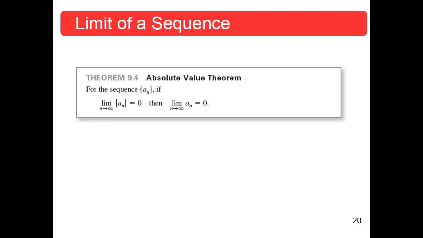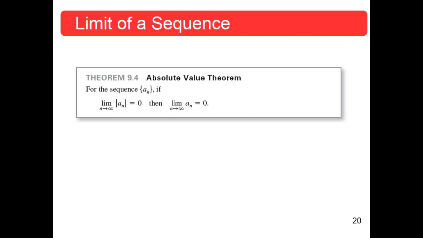Now, that leads, on the next page, to the absolute value theorem. Okay? And here's what that one says. For a sequence, a sub n, if the limit of the absolute value of a sub n, which means the a sub n's are always going to be positive, is 0, then if the a sub n can be varying, positive and negative, don't have to always be positive, then for sure those are going to have to do.